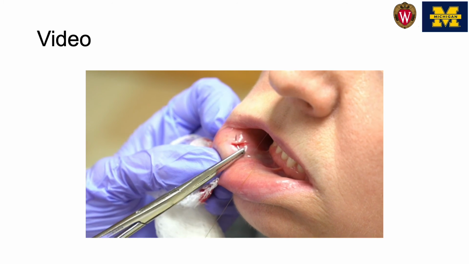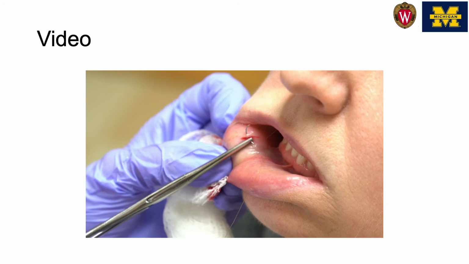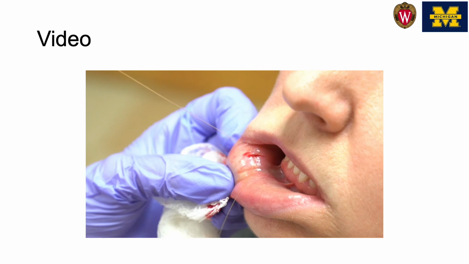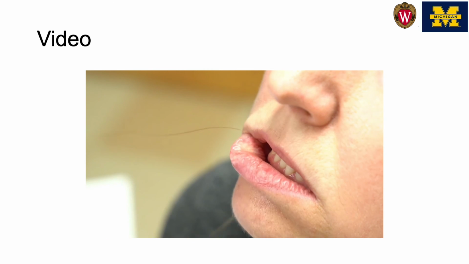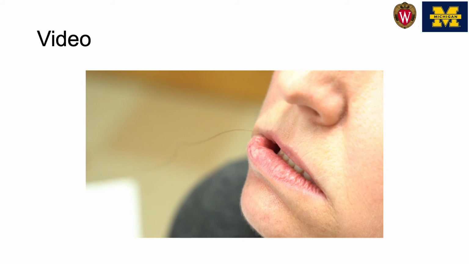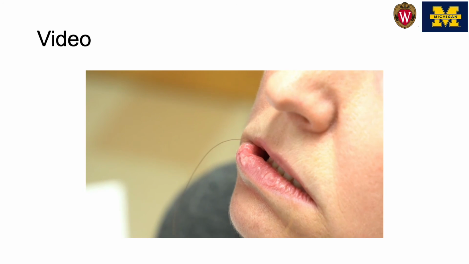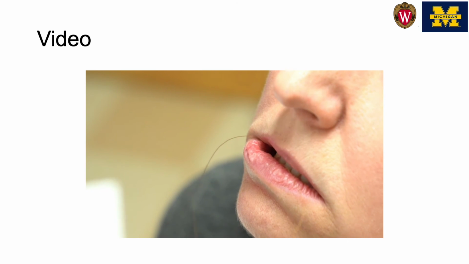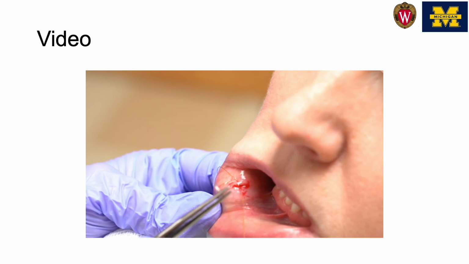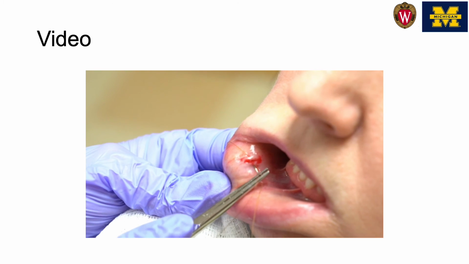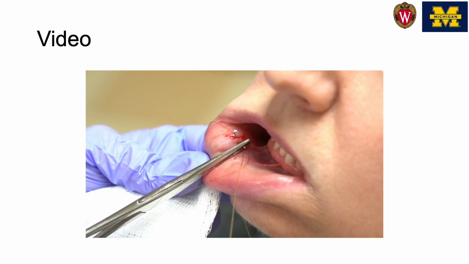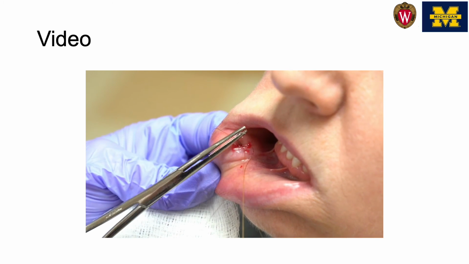Here we're going to go ahead and place our dissolvable chromic gut suture. We start within the defect, extend out through intact tissue, we then enter again through intact tissue and exit through the defect. This is a simple buried suture.